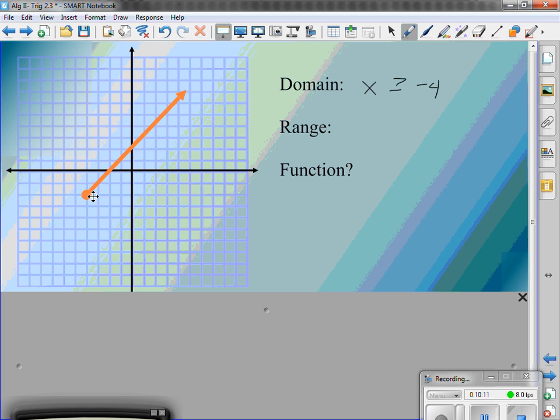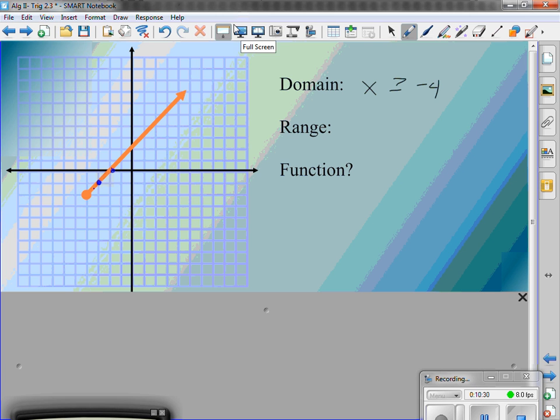Some people are going to go negative 4, negative 3, negative 2 until you get up to here. You have to remember, you just don't have these points. There's also a point right here, so it's like negative 3.5. You still have fractional points. It's everything in between there.